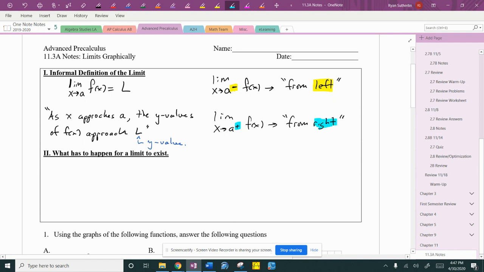Now, maybe you've heard sometimes where they say the limit doesn't exist. What does it mean for a limit to not exist? Well, let me give you a quick example. And here's what you need to know.